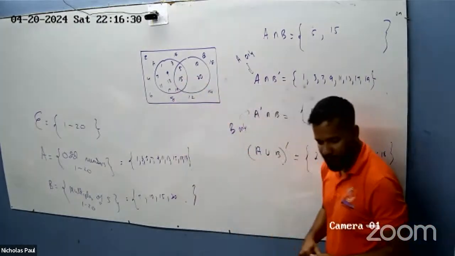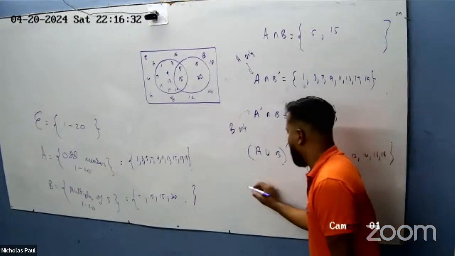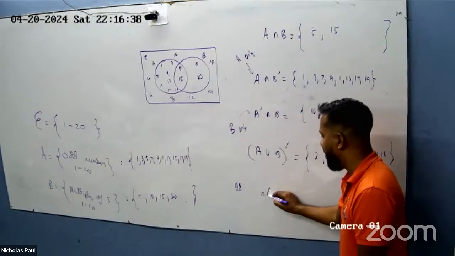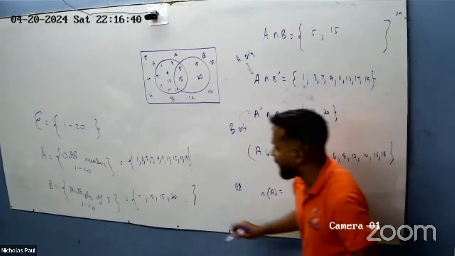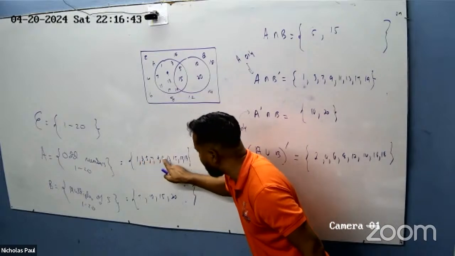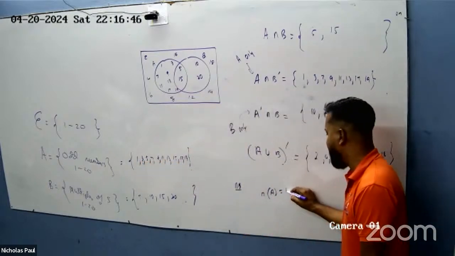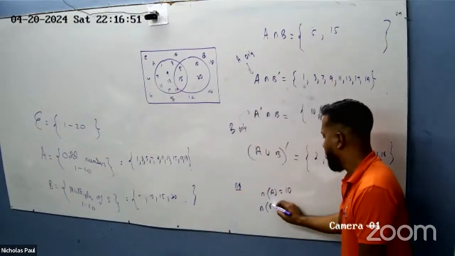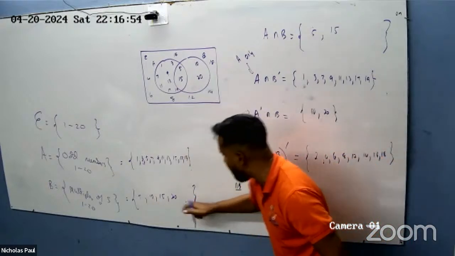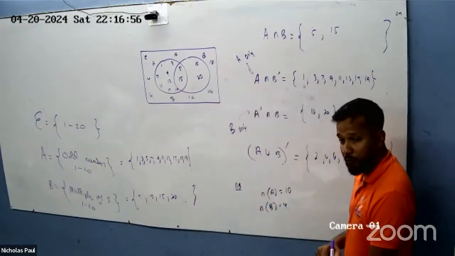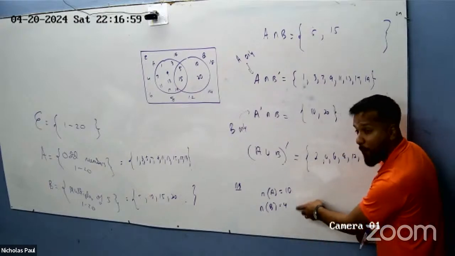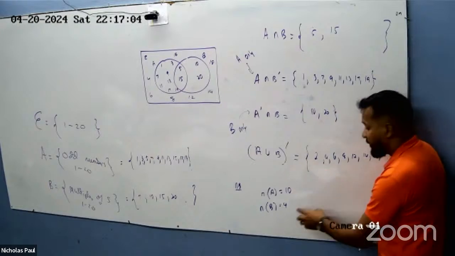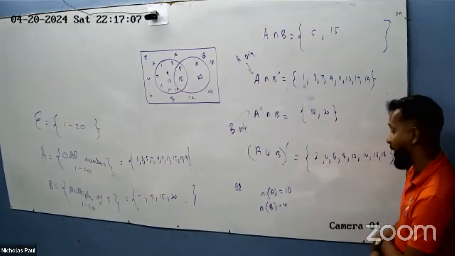But sometimes what you will get is this. They will tell you the number in A is how much? 1, 2, 3, 4, 5, 6, 7, 8, 9, 10. The number in A is 10. The number in B is 1, 2, 3, 4. Sometimes they will give you the number, not the elements, but the total number of elements. That's okay? Sometimes they will give you the total number of elements and ask you to work out some things.